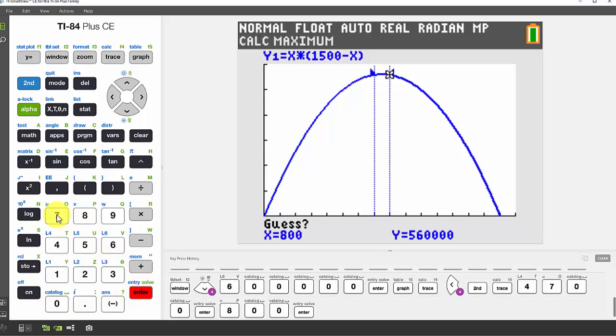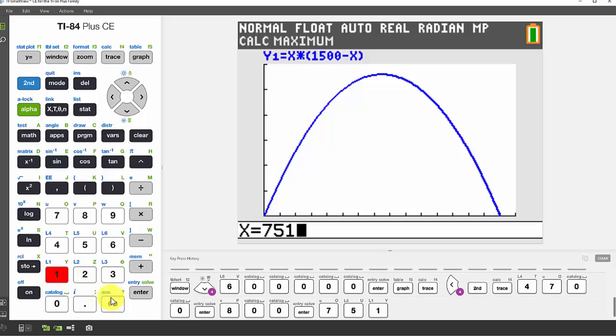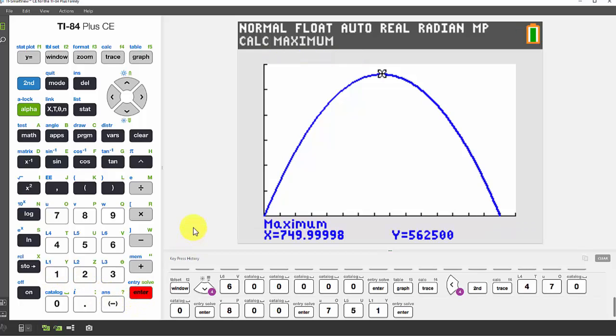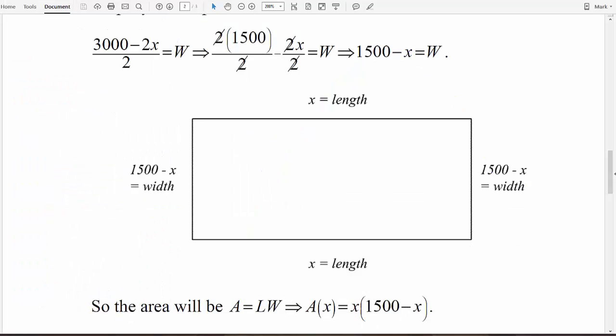And as far as a guess, I'll put in what the calculator had through the trace function, which was 751. And you can see what the calculator coughs up. Now, you can see from inspection, once this is revealed here, that the vertex is actually at 750. It's not hard to see. You can go back to what we were talking about.